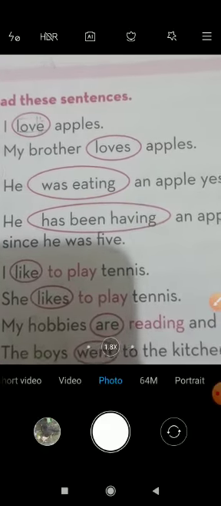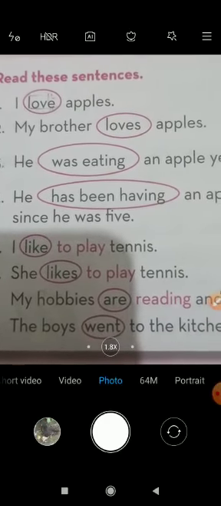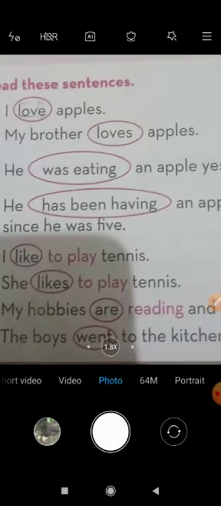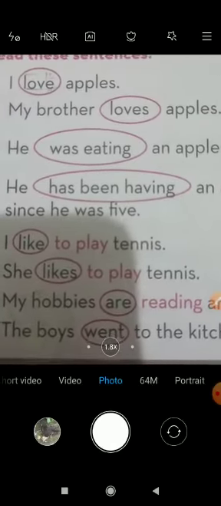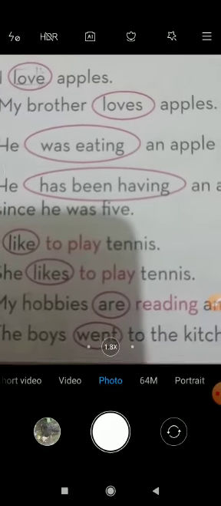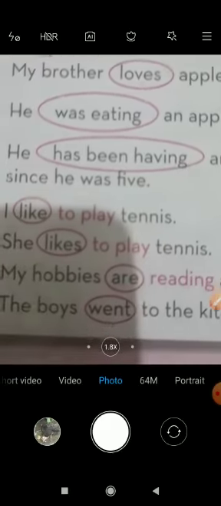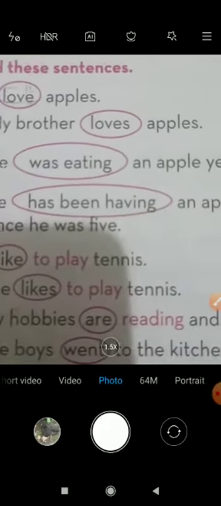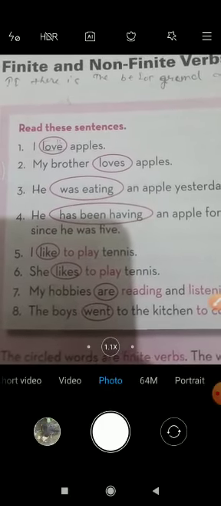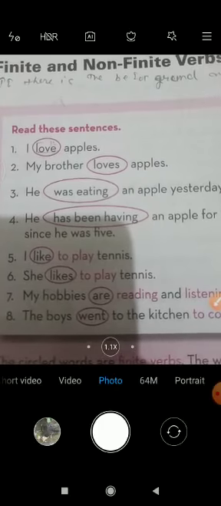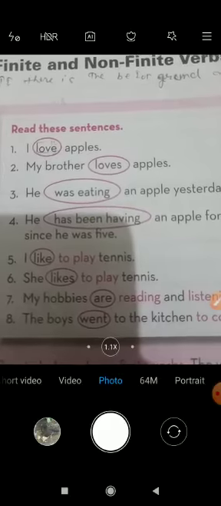Okay, now see: I like, she likes. My hobbies are, it can be my hobby is also. The boys went, the boys go. Go, went and gone. These verbs are changing their form and these are in tense. You know the tense, right? For example, my brother loves apples. Which tense is this? It is present indefinite tense. I love apples is also present indefinite tense.